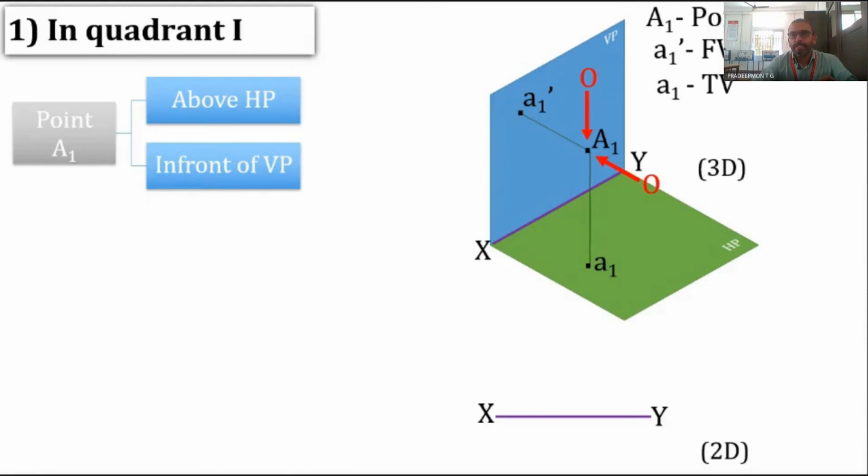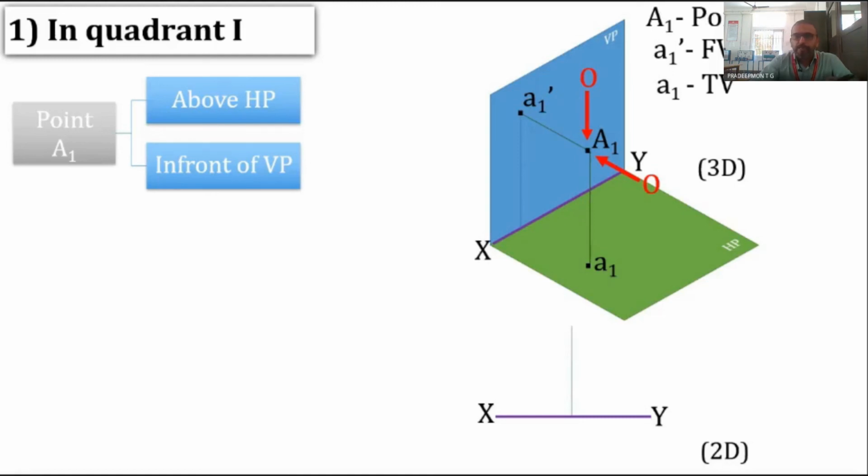Now we assume a line which is perpendicular to the XY line and passing through a1 dash in our 3D. This new blue line which appears is perpendicular to the XY line and is passing through a1 dash. And we draw a corresponding line in the 2D also, a line which is perpendicular to XY.